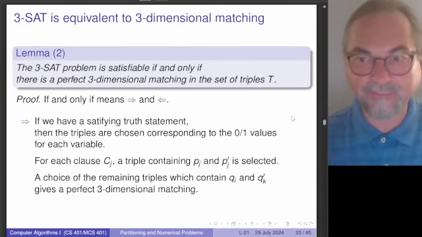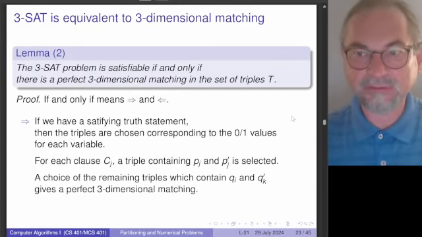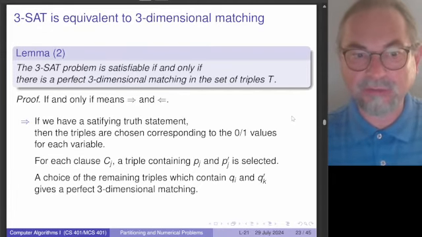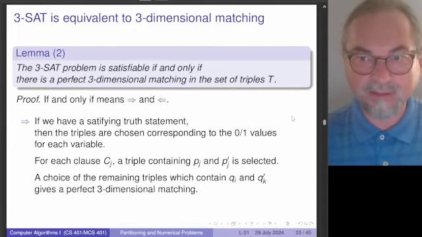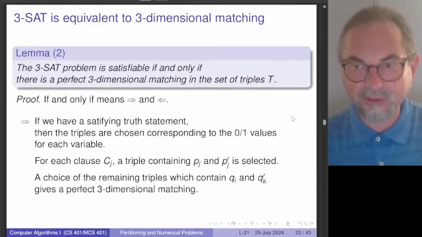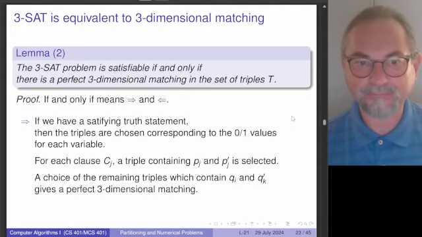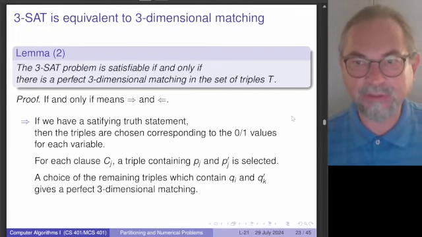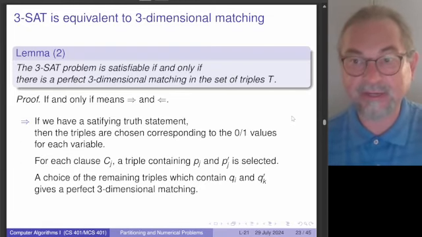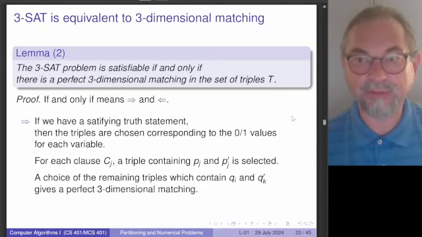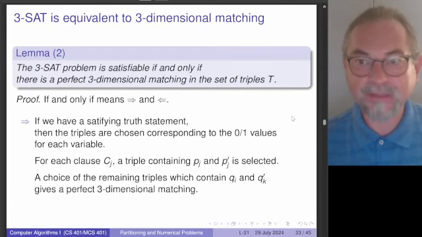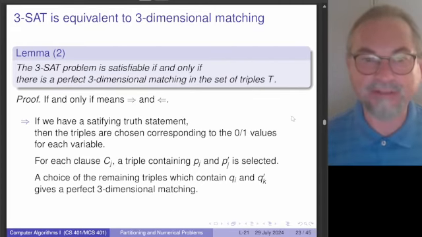And then we have sufficiently many added triplets so that we have still sufficient room for a perfect three-dimensional matching. So from an assignment, we can actually select the triplets that give us the perfect three-dimensional matching. That's one direction. Actually, that's the direction that we defined in the algorithm.